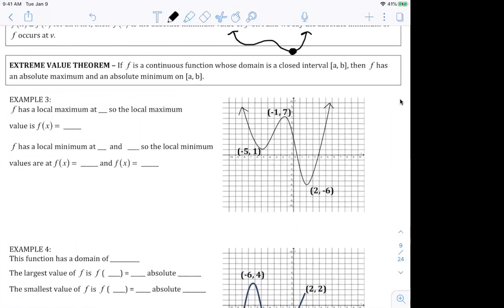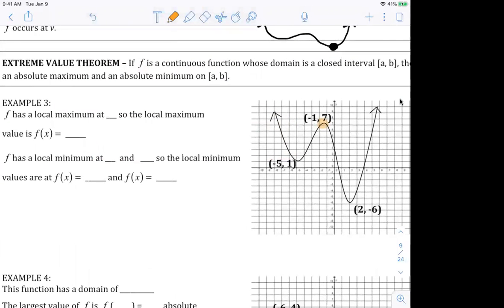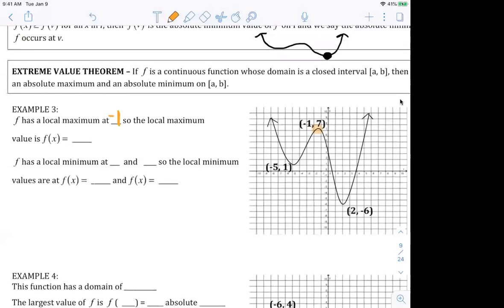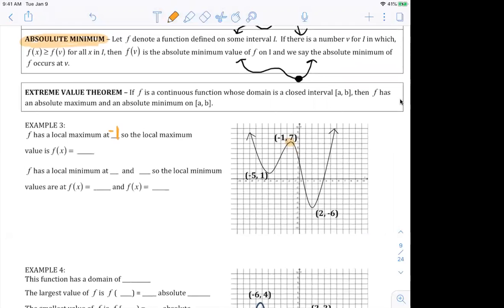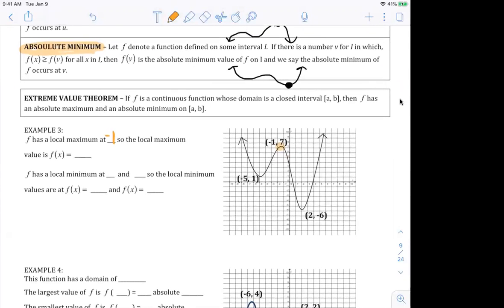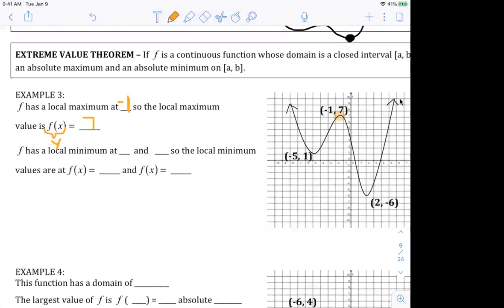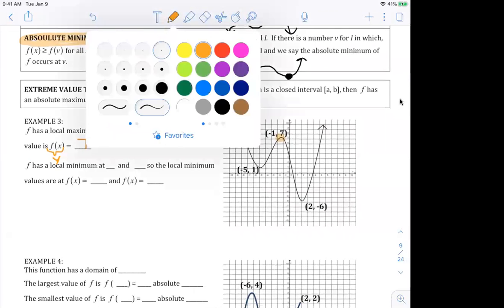So here it says f has a local maximum at blank. So we're looking at a local maximum. If you follow this graph, where is there that upside down U? And we have one located right here. That's going to be your local maximum, okay? So if we take a look at that, we're going to say it has a local maximum at -1 because it's going to be at the x value. So the value is f of x equals, remember this just means y, so y equals 7 when that x is -1. It also has a local minimum.